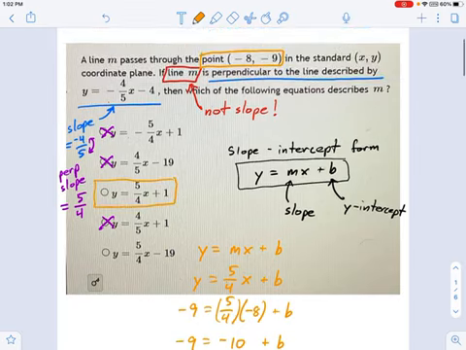Just to review, the slope part of this answer came from the fact that M is perpendicular to this slope right here. Okay, that's where the m portion of that equation came from. And the b portion right here, the y-intercept, came from us knowing that it passed through this point.